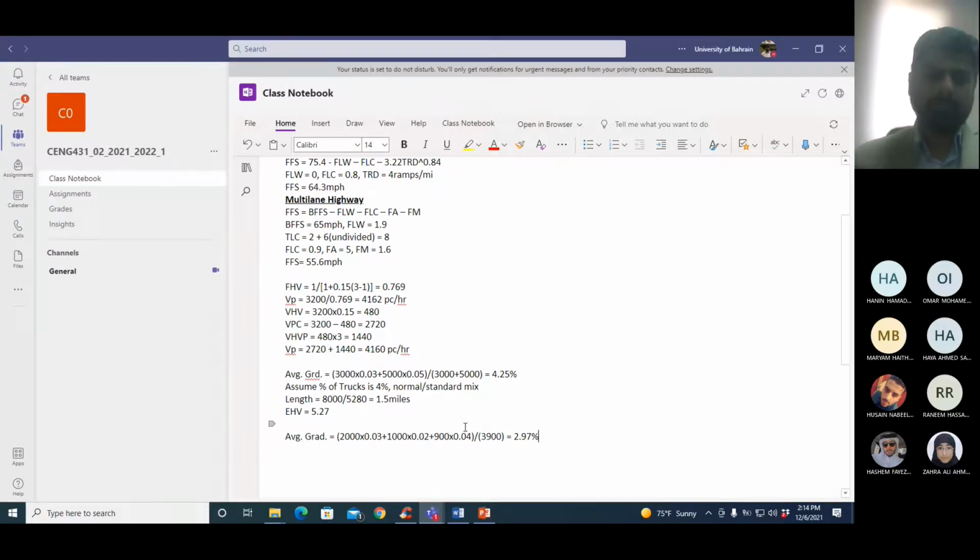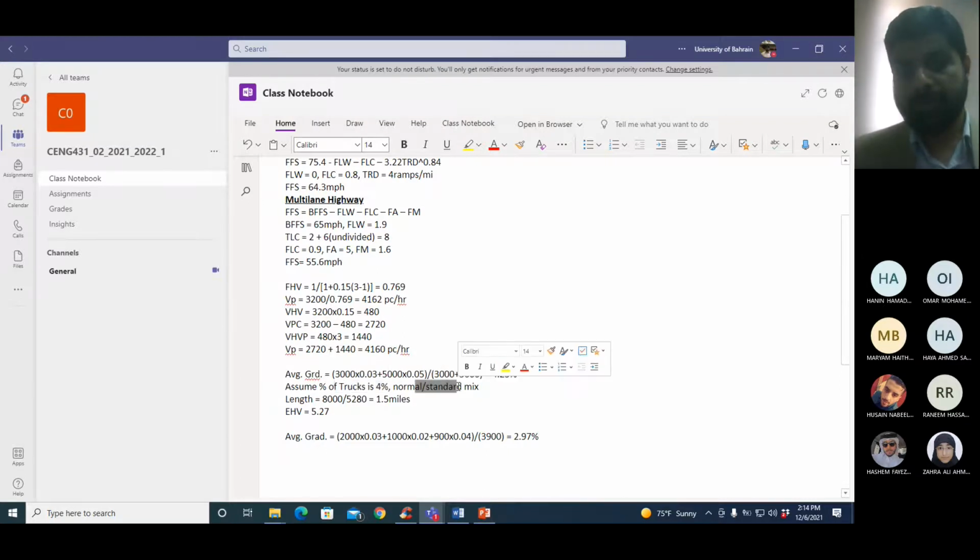Like I said, you can do some rounding off. So again, if somebody asks you to calculate EHV or to find out the value of EHV, then you will ask him about the percentage of trucks and what type of mix he has. Then you will convert the length into miles, and then you go to the table and find out the value, like I did for the first case.